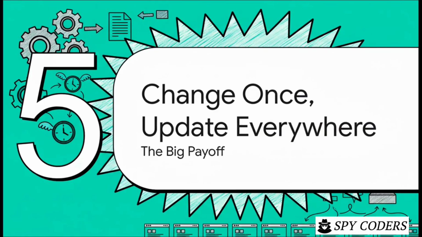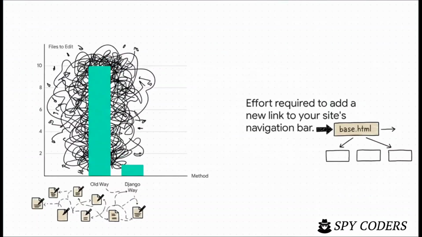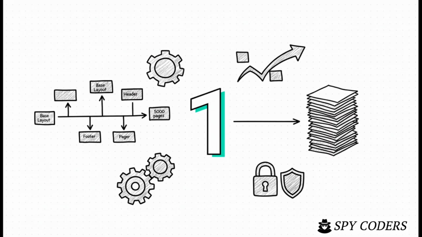This is where all that setup becomes totally worth it, and it's where you'll save an incredible amount of time and effort down the road. Just imagine you need to add a new link to your site's navigation bar. In that old copy-paste world, if you have 10 pages, that means you have to find and edit 10 different files. With Django's template inheritance, you edit exactly one file, base.html. The difference in effort isn't just small, it's absolutely monumental. Let that sink in.